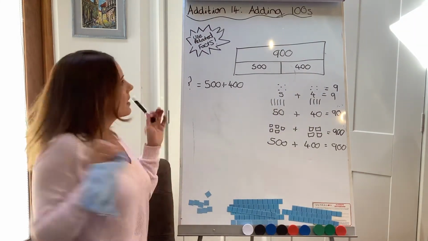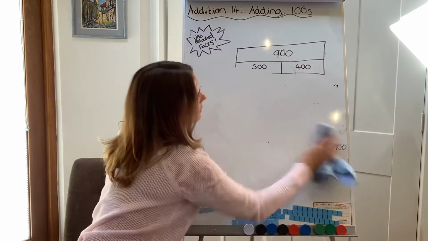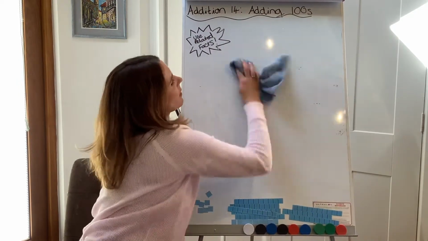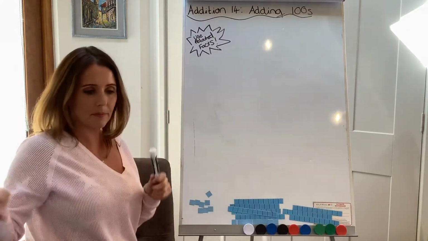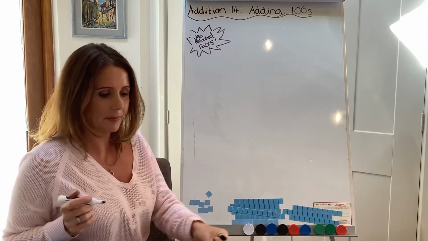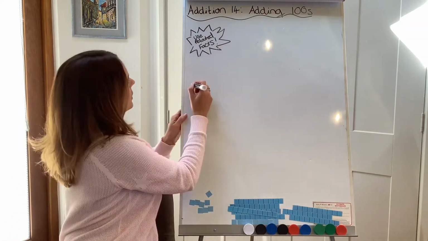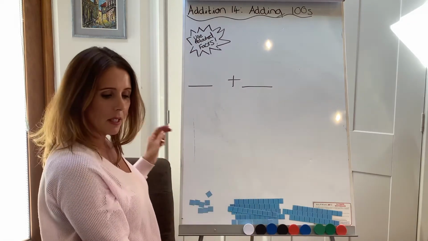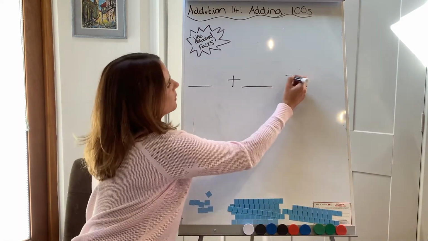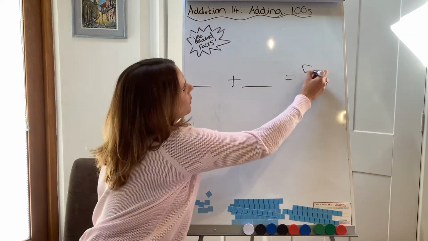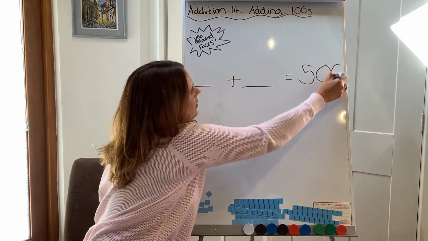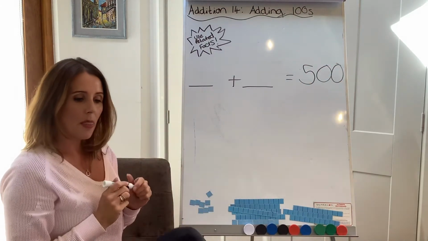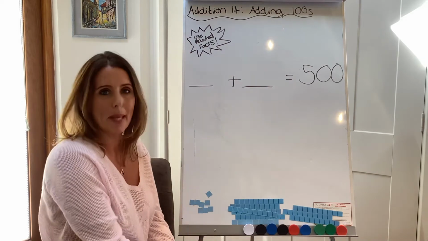Okay, so final problem for you to solve. Each of the missing numbers are multiples of 100. What could the missing numbers be?